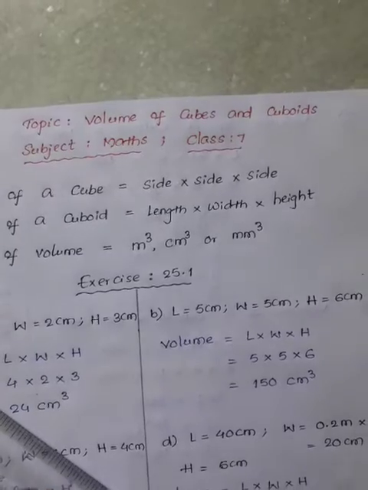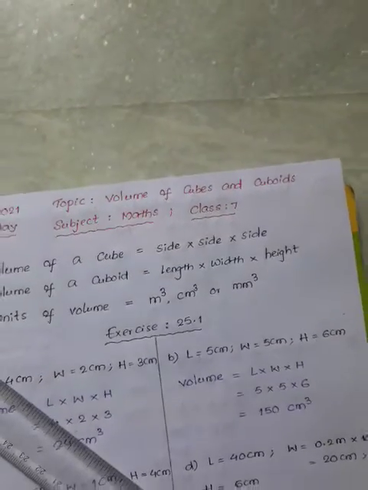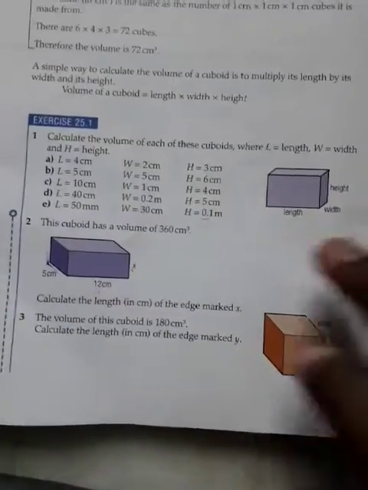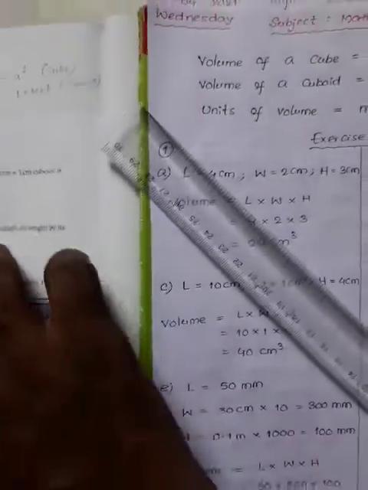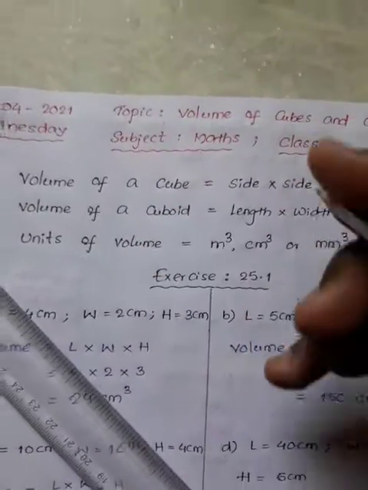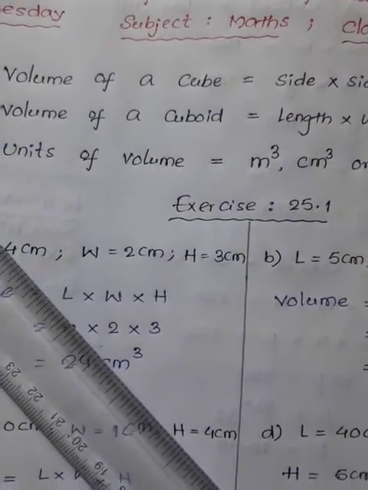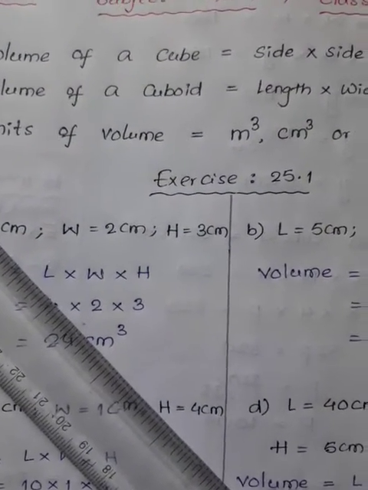Today our topic is volume of cubes and cuboids. Most probably in the questions here all are cuboids only, but I will explain about the cube also. What is the volume of a cube? The formula is side into side into side, because in a cube there are three sides, that is the length, width and height, but all sides are equal.